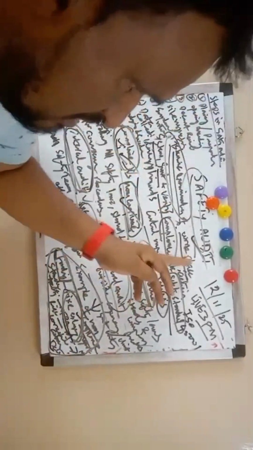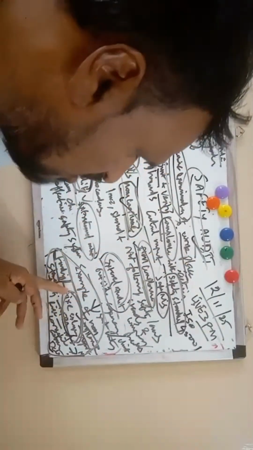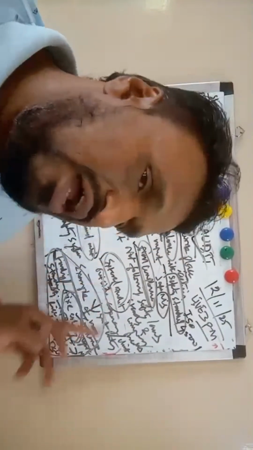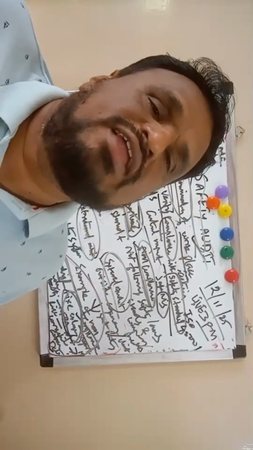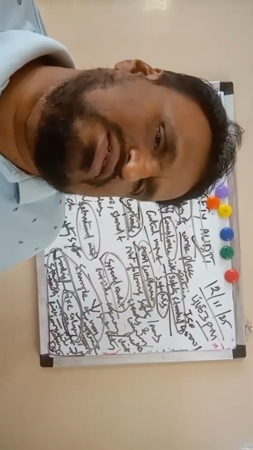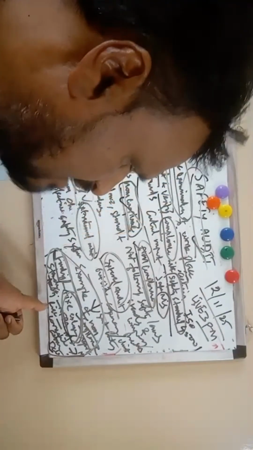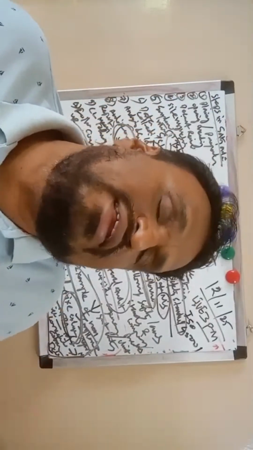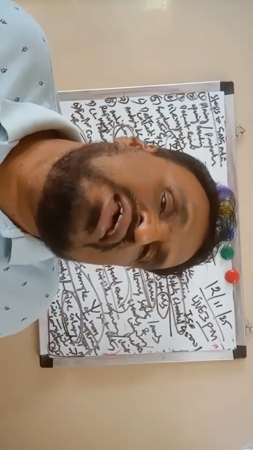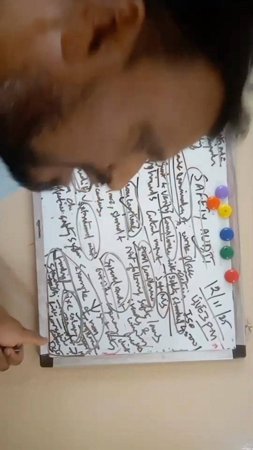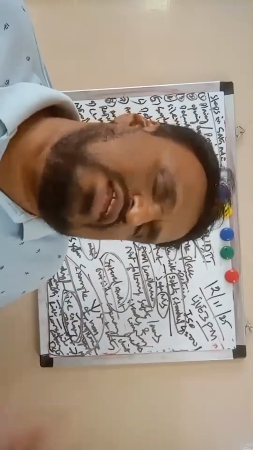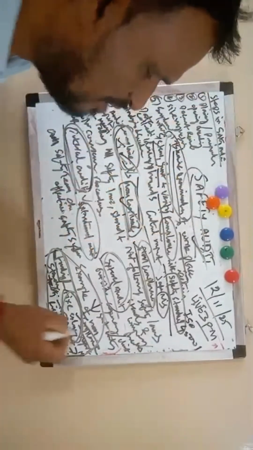So what will be the safety audit finding? The non-compliance report. What will be the non-compliance? Fire extinguishers not maintained properly for the last 3 months. Then what will be the corrective action? The safety department asks you to maintain the fire extinguishers monthly. Then who will be in charge? The safety officer or HSE officer is in charge. So this is the non-compliance report.